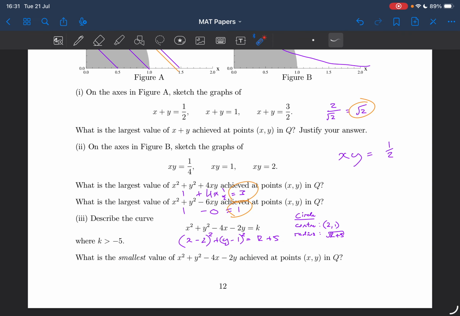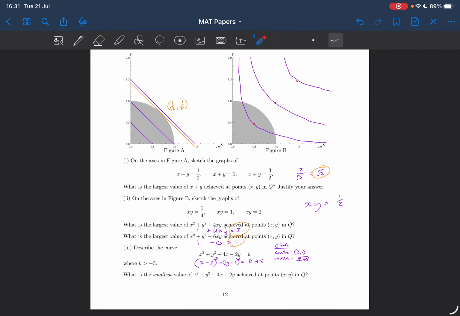So this should be all okay. Where would that circle be? 2, 1. So it's over here somewhere. Let me put it on here. Over there somewhere. We also don't know how big it is. That can be just determined later on. But you can see we want to eventually hit that because we still want to be on Q. So we want to be the smallest value of this.